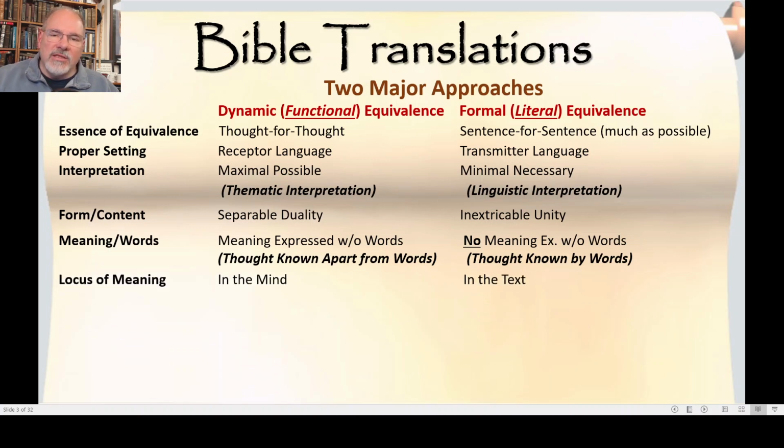So how about the locus of the meaning? The locus is the source. Well, they see the source of the meaning in the mind of the reader, okay? When the person reads the Bible, the person that's reading is creating the meaning based on how they perceive it. When the formal equivalence side does their translating, they are concerned only about the text because they believe the source of the meaning resides in the text, not in the person reading it.